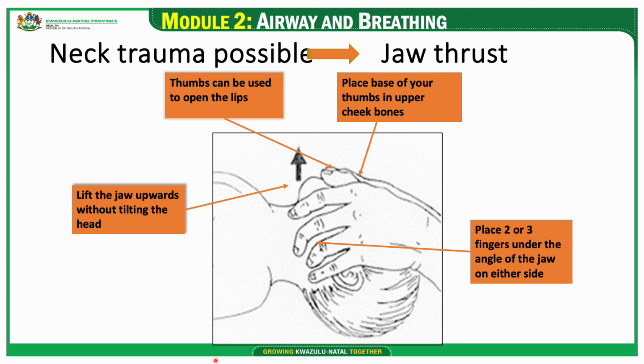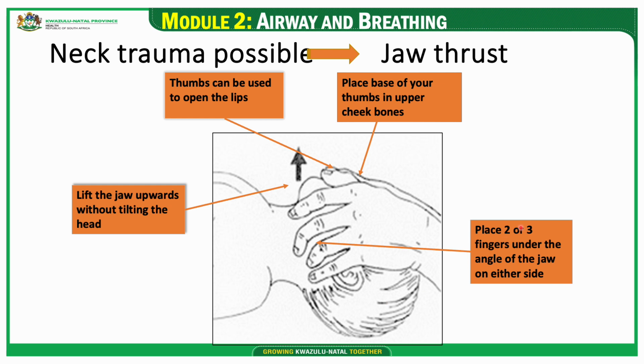If there is a possibility of head or neck trauma, then we don't do the head tilt chin lift because we want to keep the neck as immobile as possible. Instead, to open the mouth, we do the jaw thrust technique.